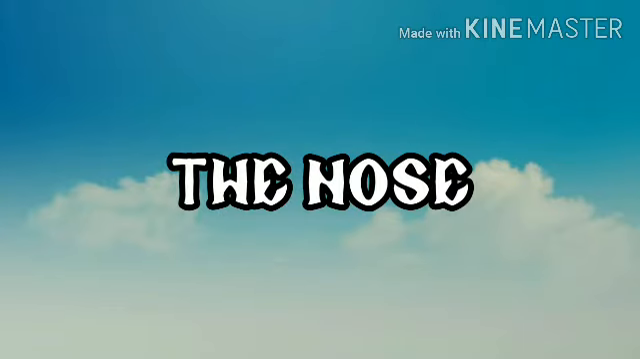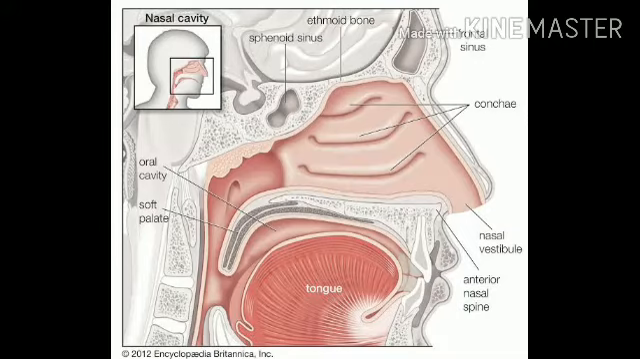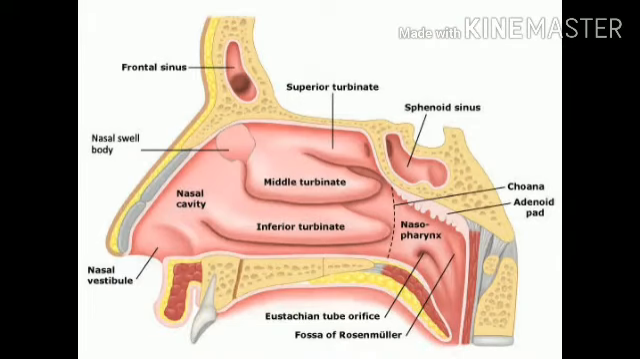First, we are going to study the nose. The functions of the nose are to provide an airway for respiration, moisten and warm the air, filter inhaled air, act as a resonating chamber for speech, and house olfactory receptors. Parts of the nose are the external nares or nostrils and the nasal cavity, which is divided by the nasal septum.